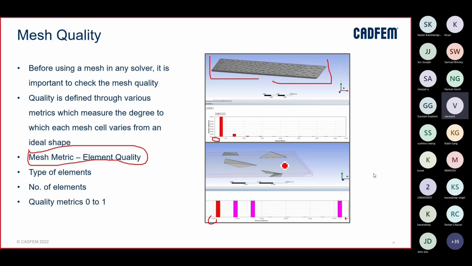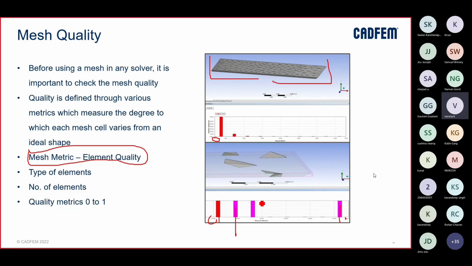If you consider any hexahedral or tetrahedral element, what is the ideal shape before meshing? If the graph is indicating 1, then all the elements are in ideal shape. If it is showing 0, then all the elements are completely distorted. That is not acceptable.